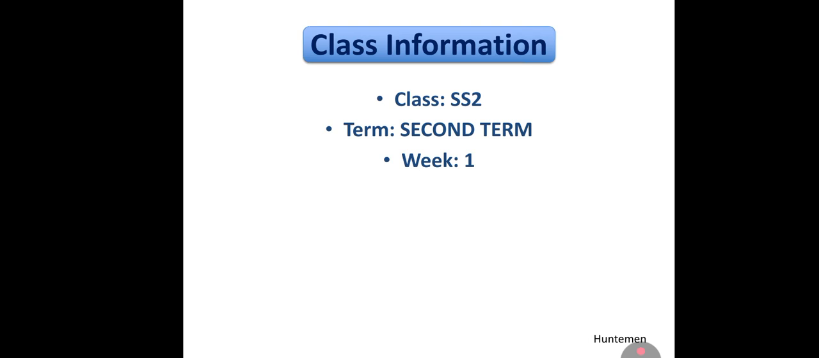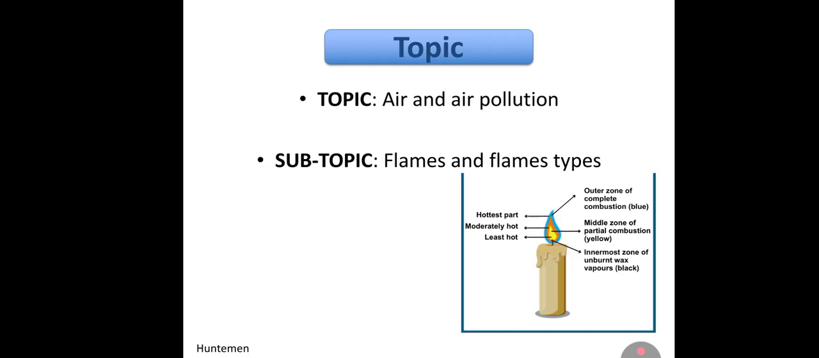Allow me to record this video on week 1 chemistry topic for SS2 students. The topic is air and air pollution, and the subtopic is flames and types of flame. When we say air and air pollution, why flames? So air is a mixture, and in the mixture there is oxygen that supports burning, or that supports combustion.